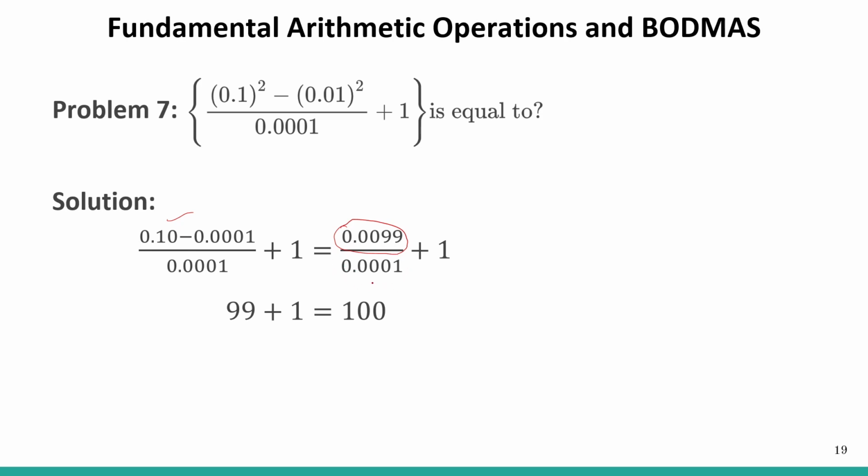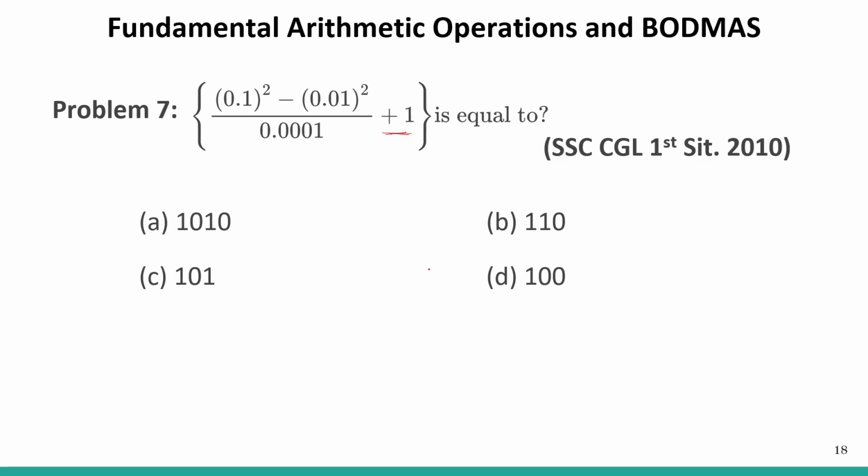Then what we try to do is divide by 10 power 4 on both the numerator and denominator. So what we are left with is 99 by 1 plus 1. This is nothing but 100. So 100 is the correct answer. The only correct answer here is D. Option D is the correct answer. So 110 is wrong, 101 is wrong, 1010 is wrong.